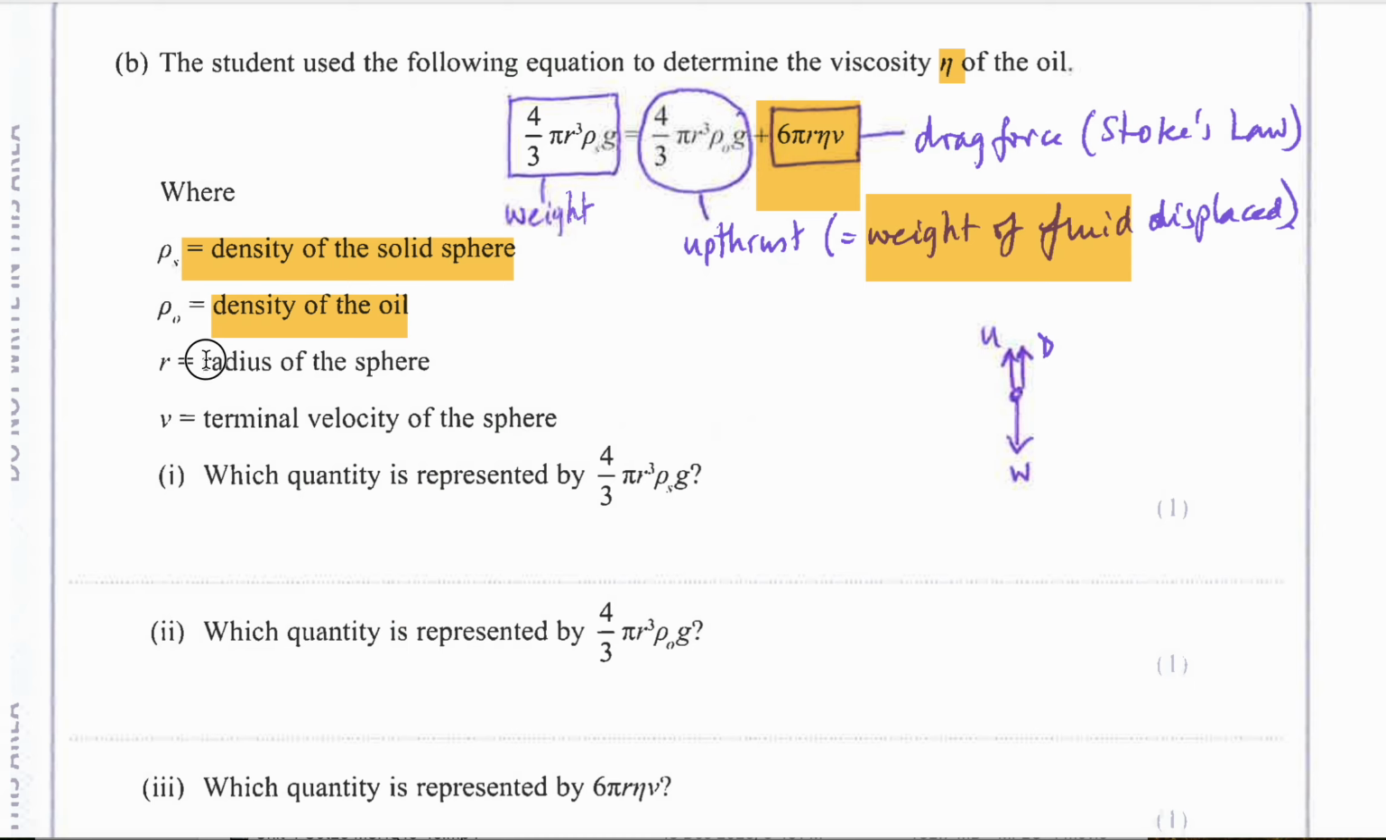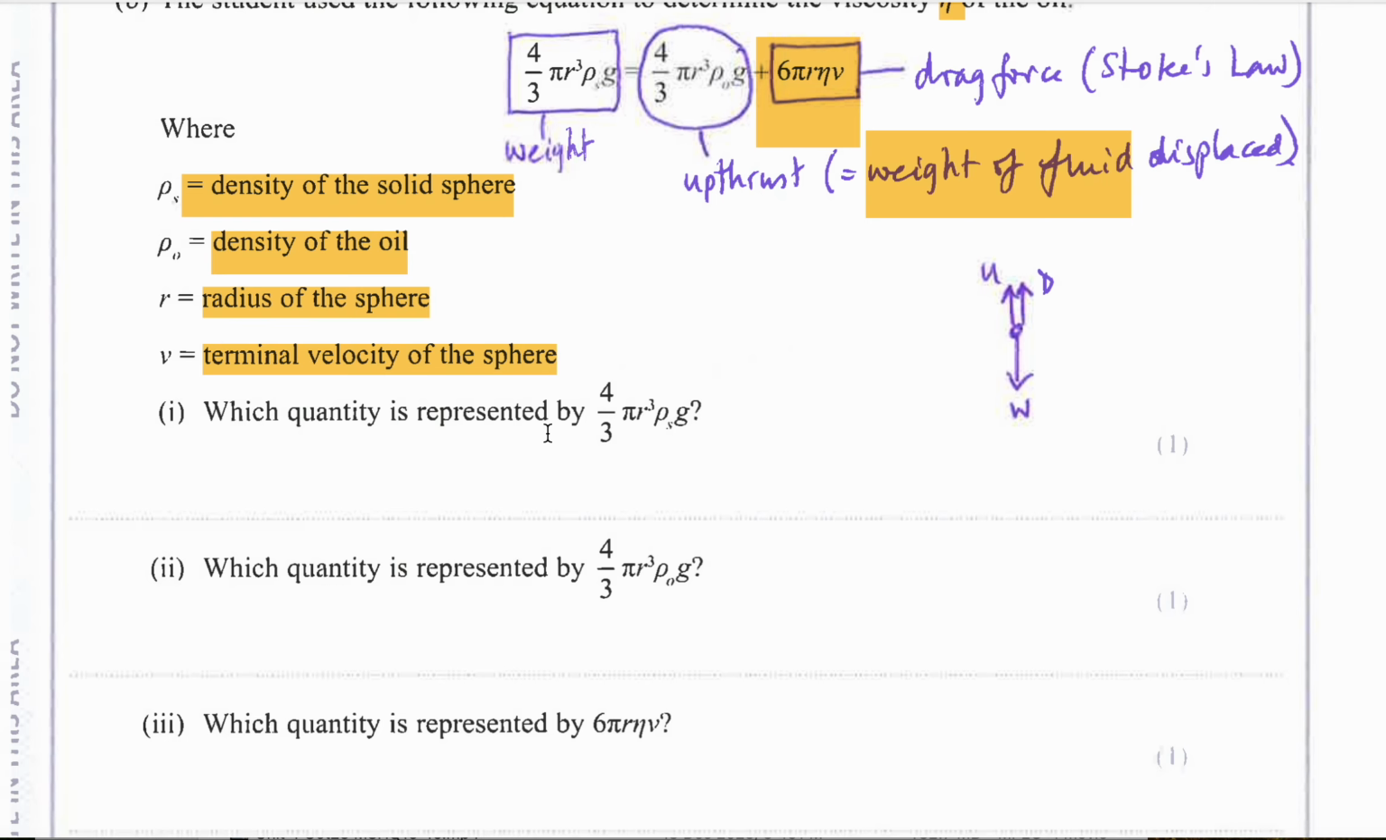Okay, and then the radius of the sphere is given as r, and v is the terminal velocity of the sphere, which is in the Stokes' law drag force equation. So it wants you to identify the three terms in the equation, where I've already written it in the equation. I thought it'd be easier. You just need to transcribe them to show that this is the weight here.